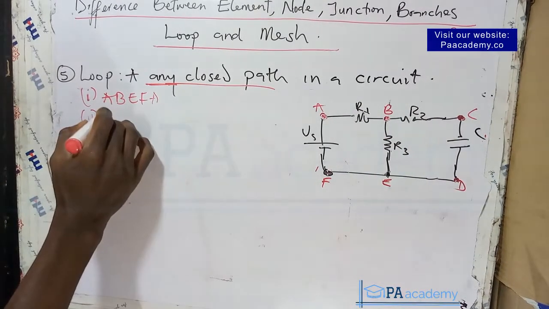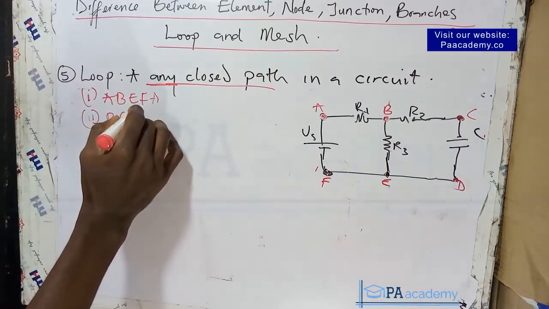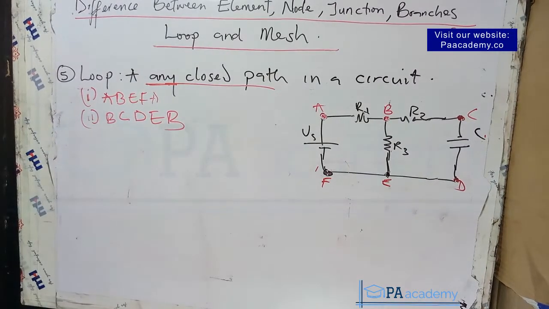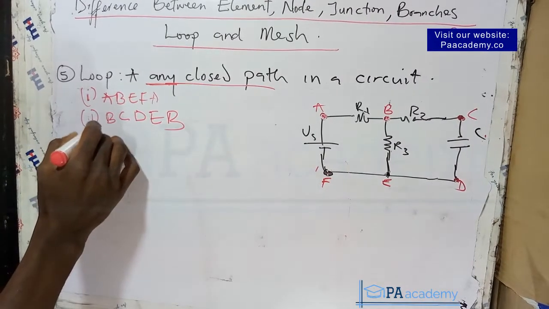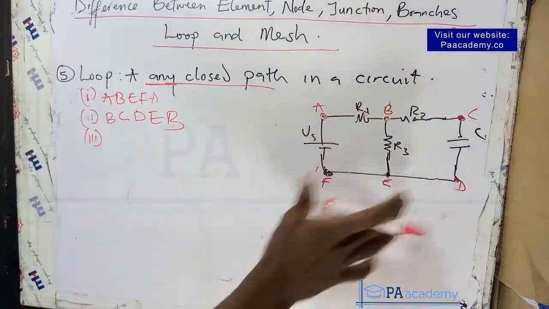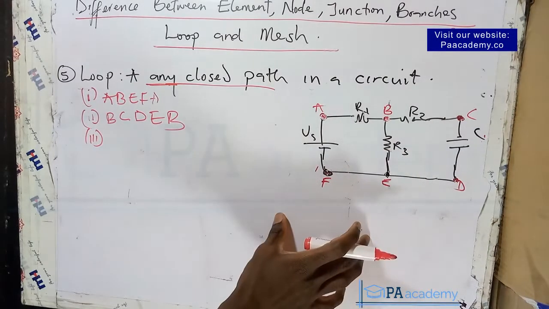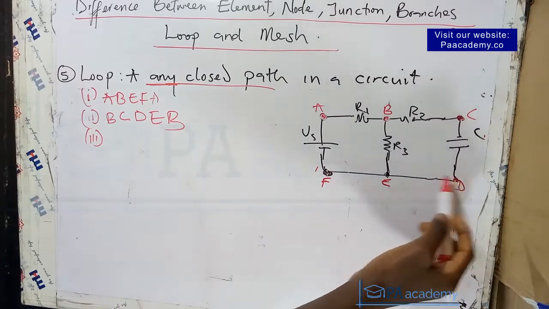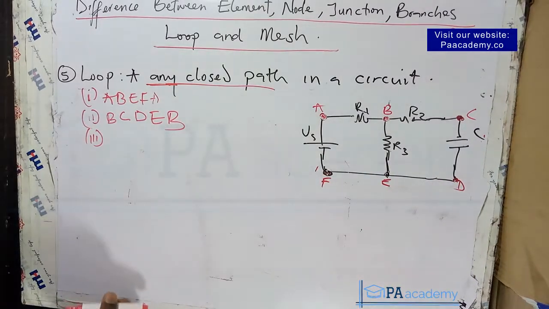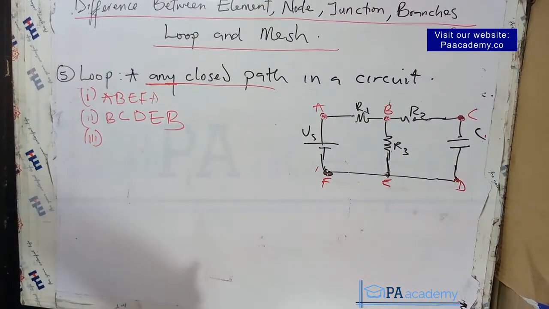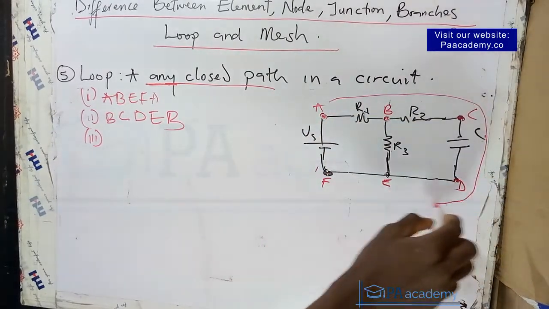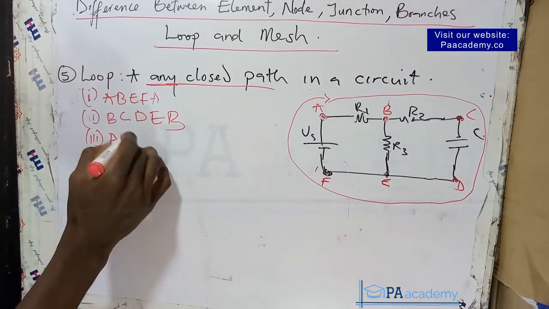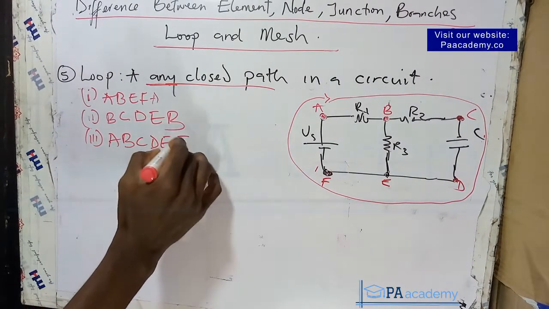To B. So that makes B, C, D, E, B also a loop. Are you clear? Now let's look at another one. We also have another loop in this circuit, and that loop is the entire circuit itself. So if I move from A to B, C, D, E, and F, and back to A, that is also a closed path, like this, from the outside. So that will be A, B, C, D, E, F, and back to A.